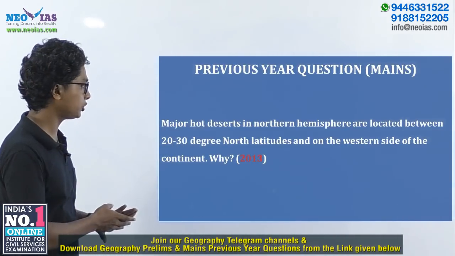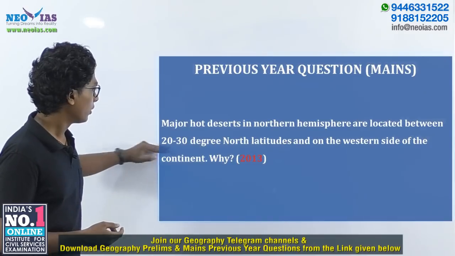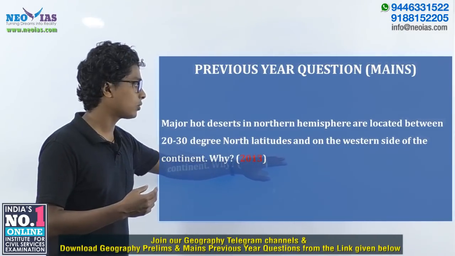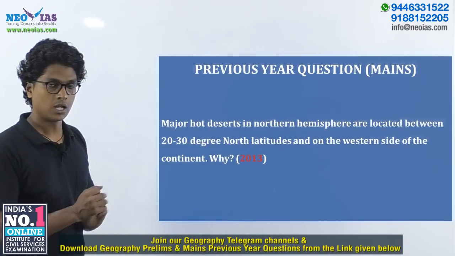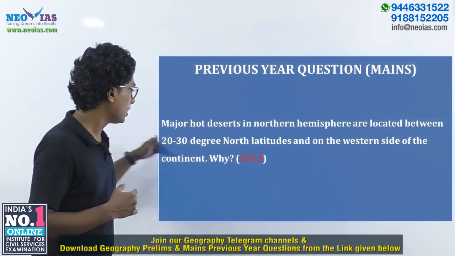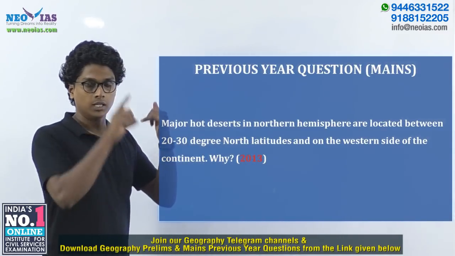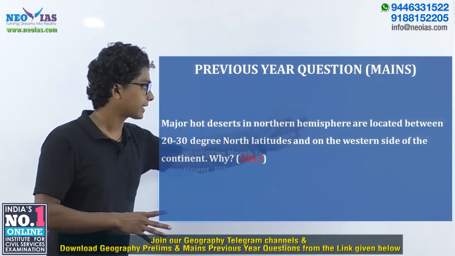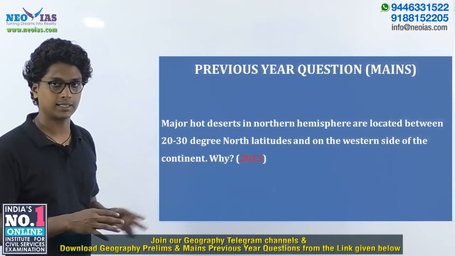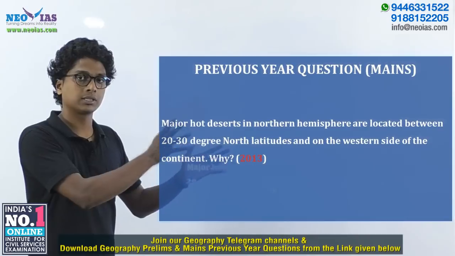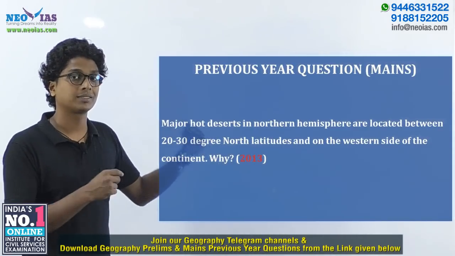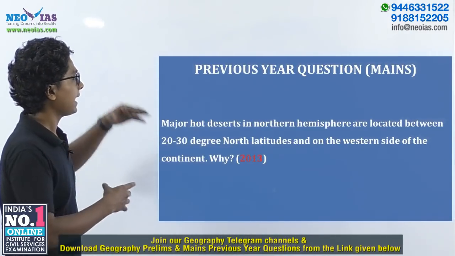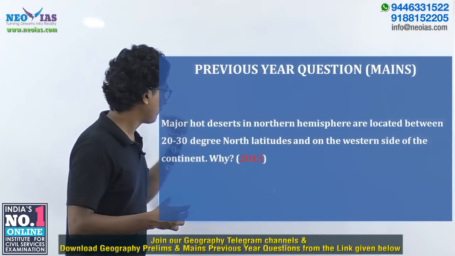Okay. Anyway, in this question, as I said, there are two major aspects: why the major hot deserts are located along 20 to 30 degree north latitude, and why they are on the western side of the continent. Briefly, the points that you need to include: the 20 to 30 degree north latitude because of the subtropical high pressure belt, and because of the subsidence of the air. And the second part, why they are on the western side of the continent: one reason, the offshore nature of the trade winds, and the second reason, the presence of cold currents, right? You have to present these four answers along with pictures, and bring in the distribution of the major hot deserts also.